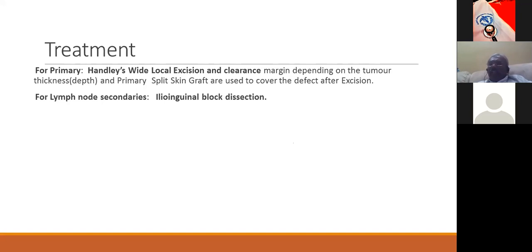So is there any investigation? We talked about investigation for nodes, investigation for metastasis. Is there any investigation which can be used for T status?